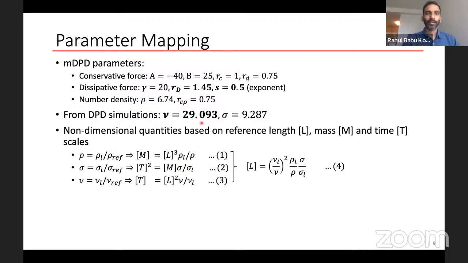The next question is, how do we relate the MDPD system to our physical system? For that, we use one of the standard approaches in literature, and we use reference length, mass, and time scales. We non-dimensionalize the number density, the surface tension, and the kinematic viscosity to get the appropriate mass, time, and length scales. These depend on the physical properties of the system and the MDPD values obtained from these pre-processing simulations that we did.